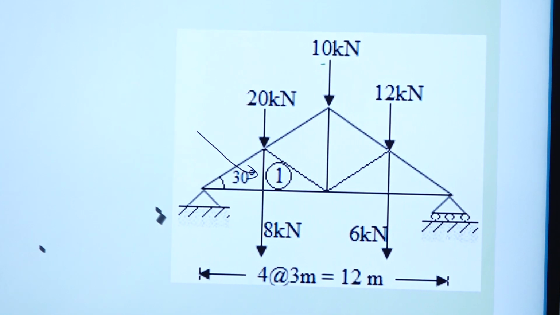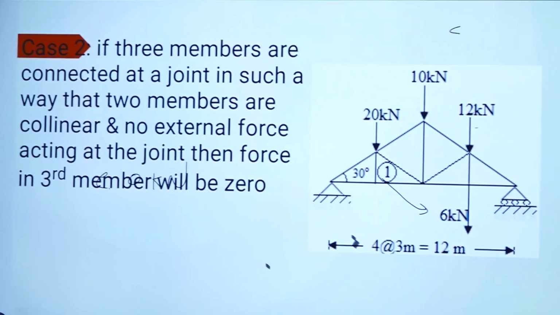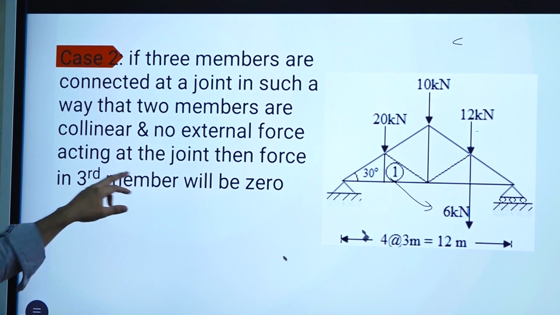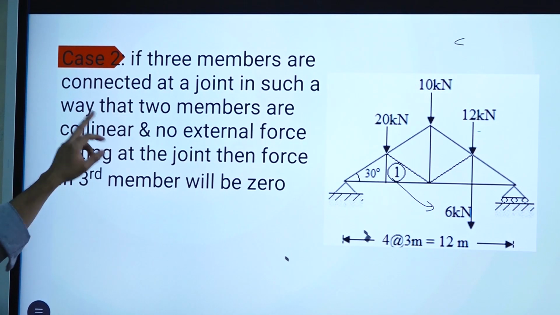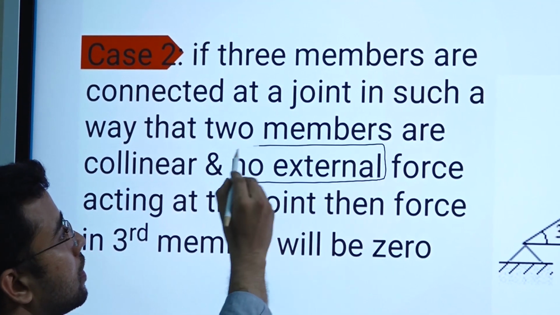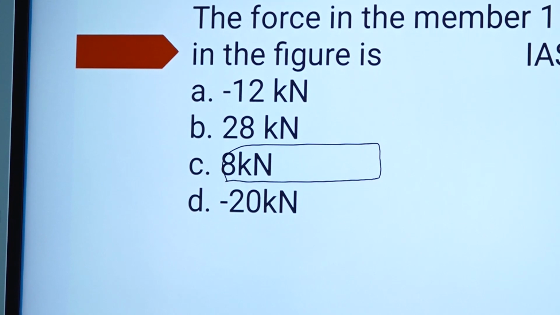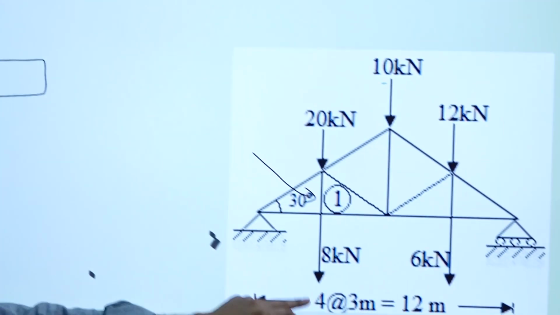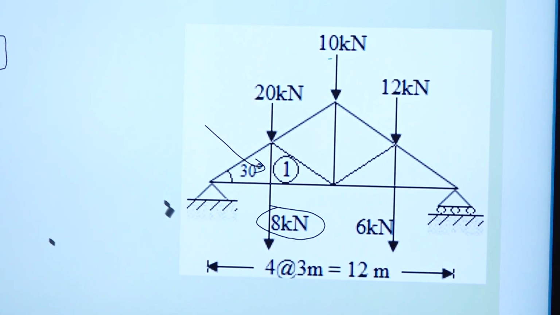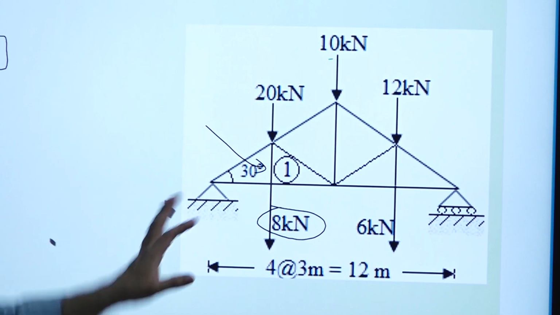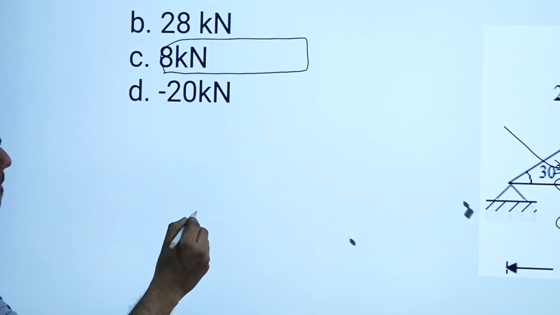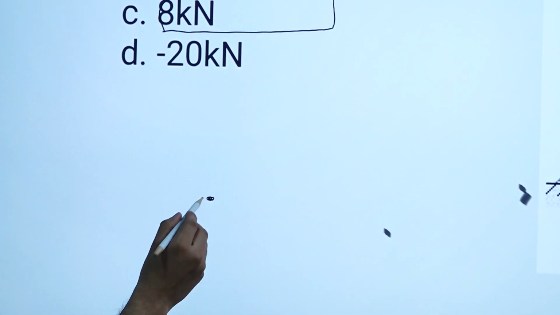So what does special case 2 say? The force in the third member will be 0 if 3 members are connected at a joint in such a way that 2 members are collinear and there is no external force. But here you can see there is an external force of 8 kilonewton. One external force is acting here. So now you have to make a free body diagram of this joint. So you take this joint out and make its free body diagram.